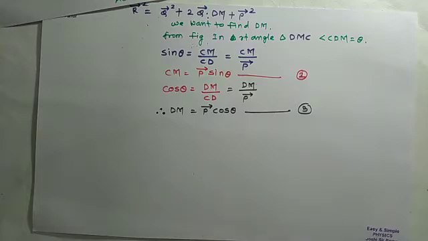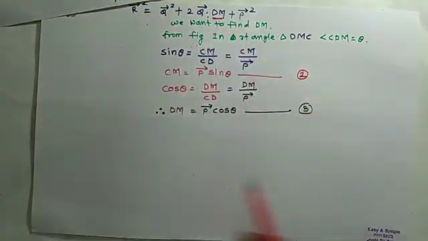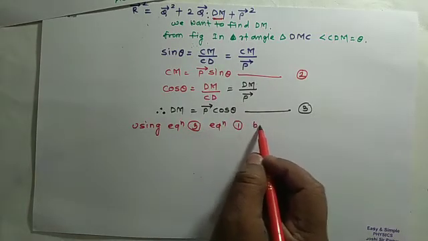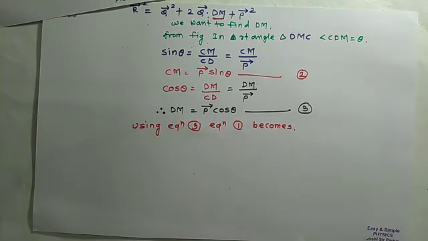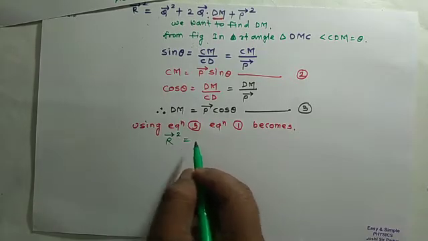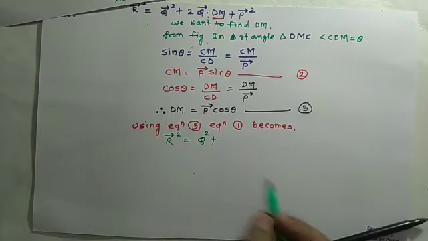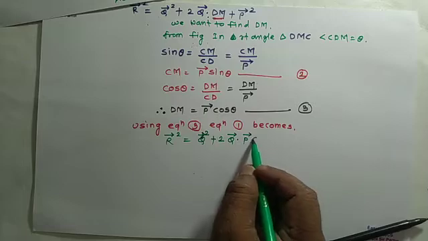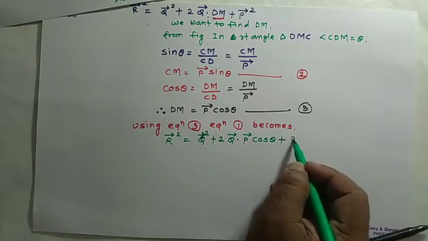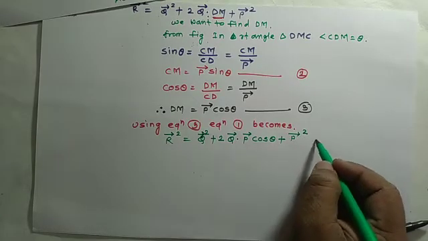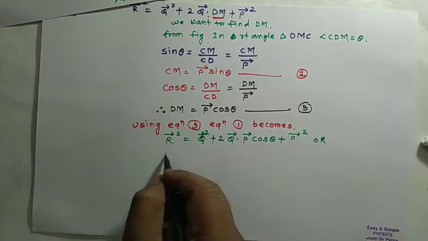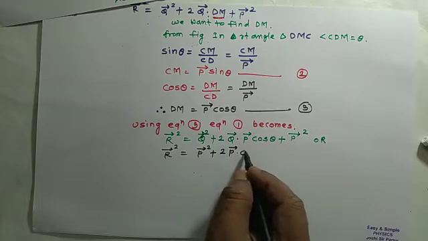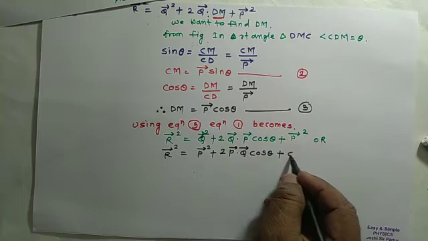Here we can use DM in equation 1. So using equation 3, equation 1 can be written as vector R square is equal to vector Q square plus 2 times vector Q into vector P cos of theta plus vector P square, which is written as vector R square is equal to vector P square plus 2 times vector P dot vector Q cos of theta plus vector Q square.